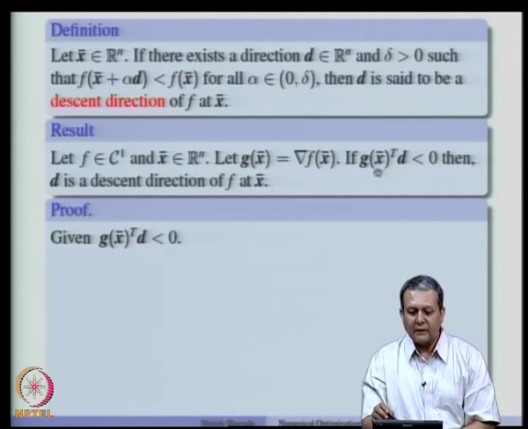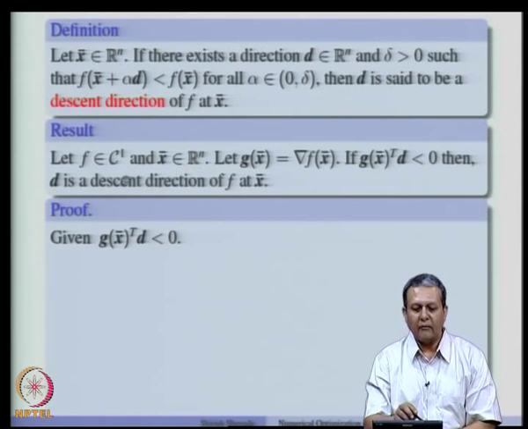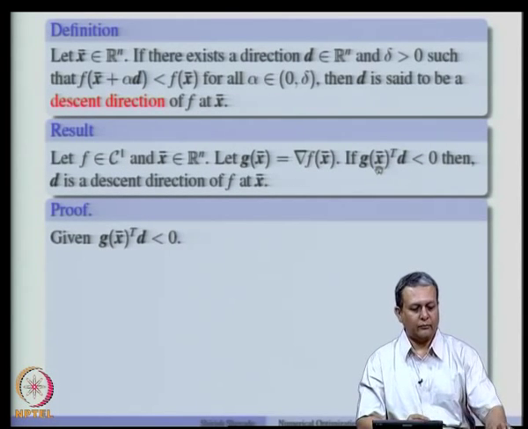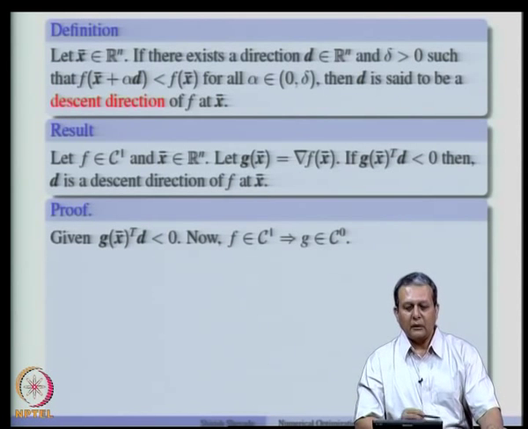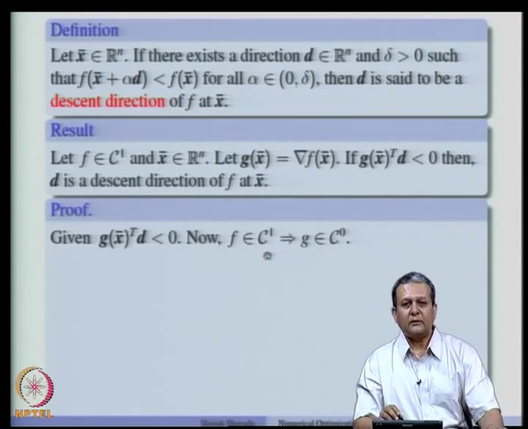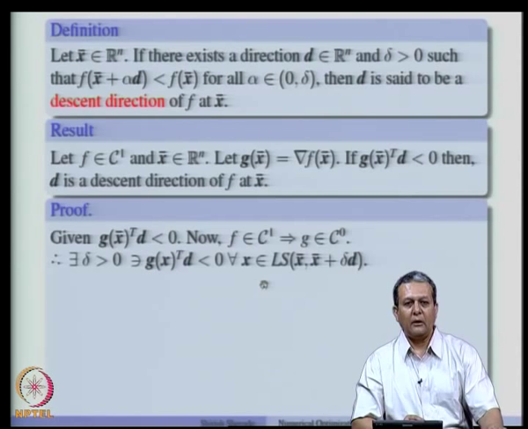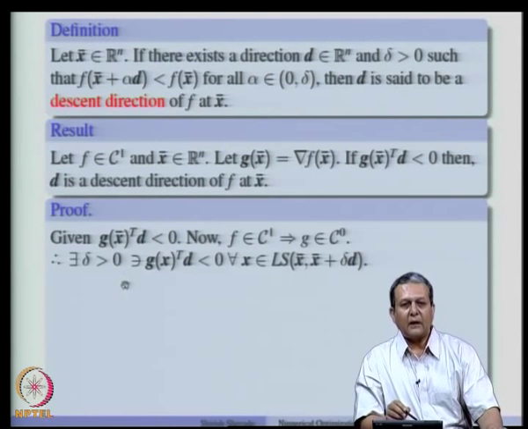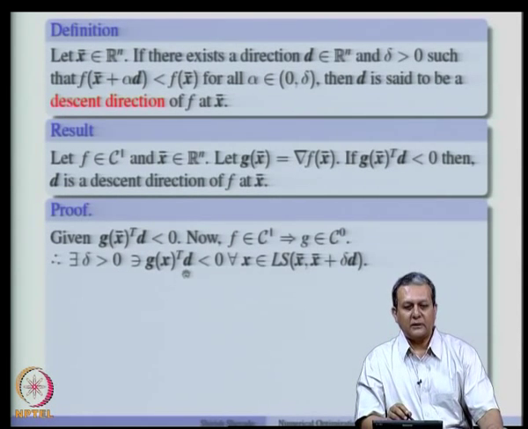Now, what we are given is a point x bar in Rn and a function which is continuously differentiable, and we also know that g x bar transpose d is less than 0. Now, remember that f is continuously differentiable, so the derivative of f is continuous. Therefore, there exists some delta greater than 0, such that g x transpose d is less than 0 for x on the open line segment joining x bar and x bar plus delta d.